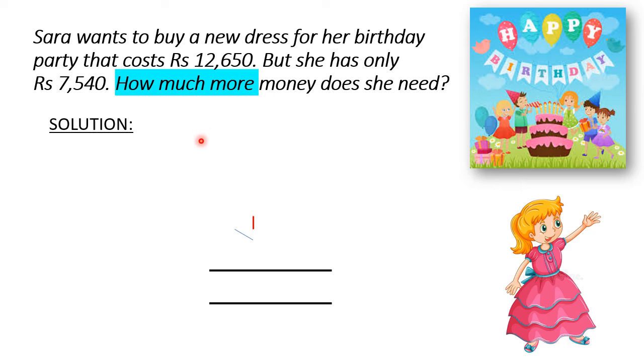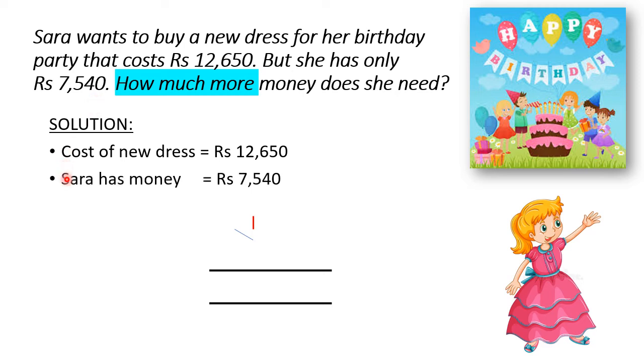In the solution, again we will start by writing down the statement first. For writing down the statement, we will ask the question, what is this number? The answer will be, this is the price of the new dress. So we will write cost of new dress is equals to rupees 12,650. Now we will ask, what is this number, and the answer will be, this is the amount which Sarah has. So we will write Sarah has money, that is rupees 7,540. Now we will perform subtraction.